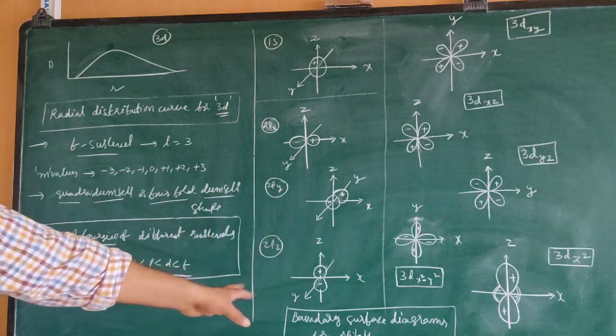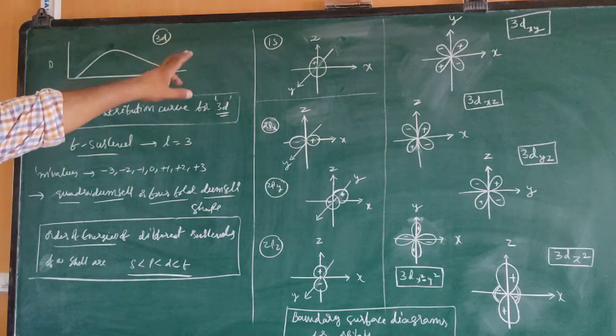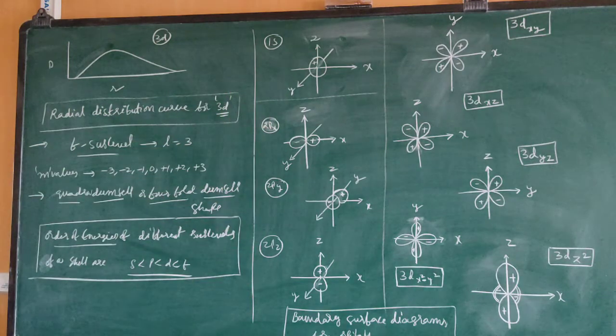Okay? So these are the boundary surface diagrams of different orbitals. Please copy them. S orbital spherical, P orbital dumbbell, D orbital double dumbbell, like that. F orbital is quarter dumbbell. Okay.